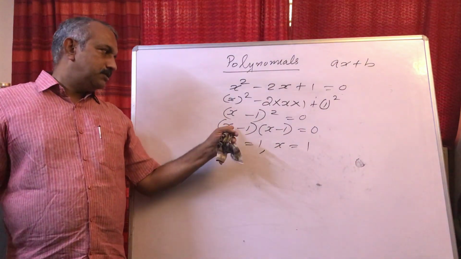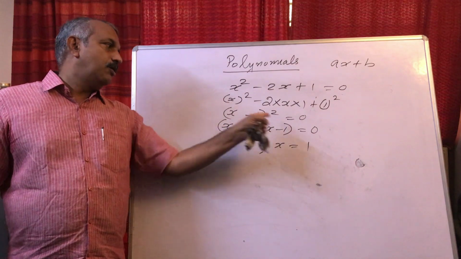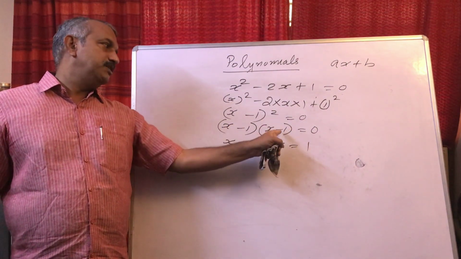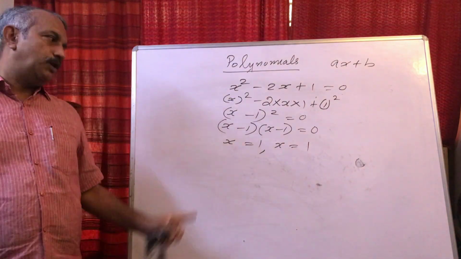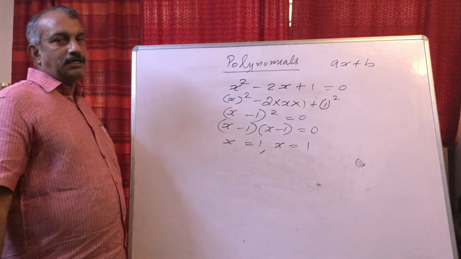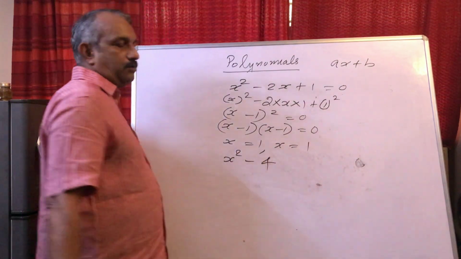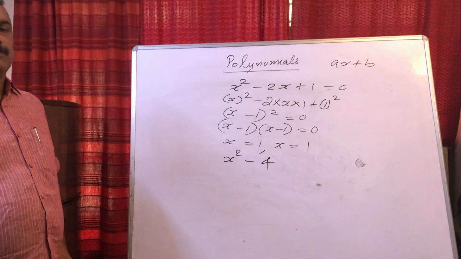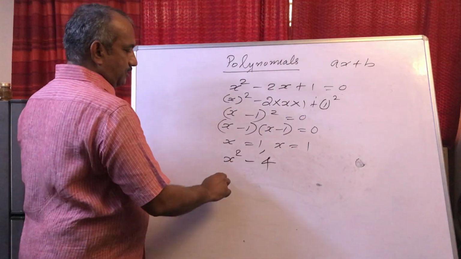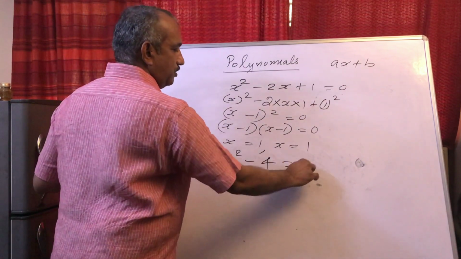Remember that this into this is equal to 0 means either this should be 0 or this should be 0. If this is equal to 0, x is equal to 1. If this is equal to 0, again x is equal to 1. So the zero is only 1. Now the third case, suppose it is x square minus 4, using the fourth identity. So in this case directly you can take it to the other side, or you can factorize. x square is equal to 4. This is equal to 0.